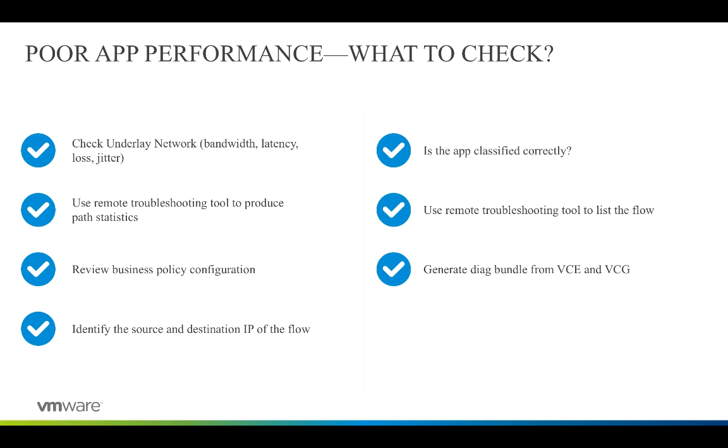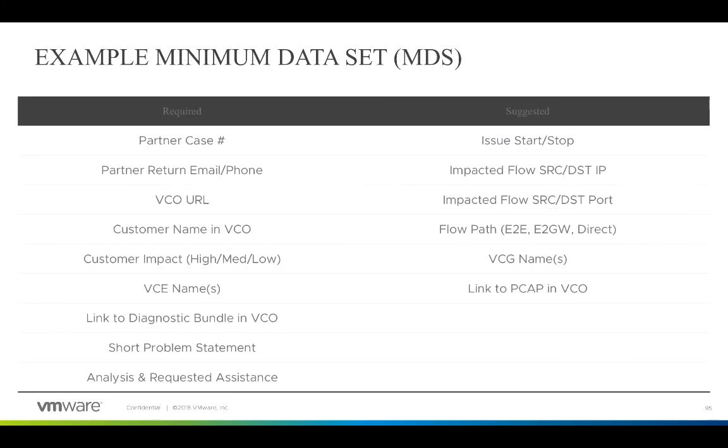That we need to check from the business policy. It's always good to check the business policy for a particular application to see whether it is going overlay or underlay. If it is going underlay, then we need to look into the policy and change it so that the application can go over the overlay tunnels and we can apply our DMPO, the dynamic multipath optimization, to that application. This is just an example of what minimum data sets or information we should collect, and this is what is shown when you call support.